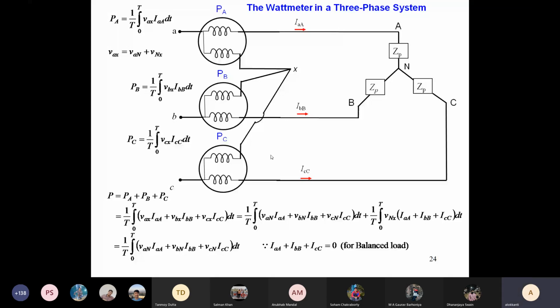If you make one of the phases the reference, basically you can get rid of 1 wattmeter. If you make one of the phases the reference, you can reduce the price by 1 wattmeter, because ultimately what will matter is, whenever you set up some experimental arrangement, the price of the components will matter. So you can basically get rid of 1 wattmeter by considering one of the phases as the reference.